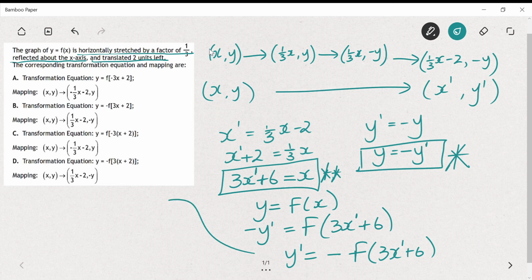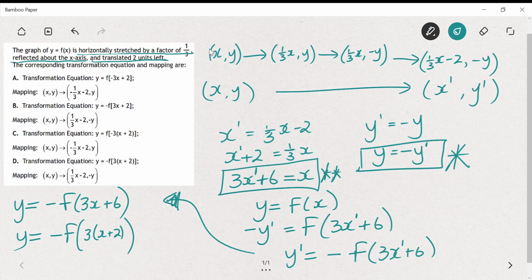So if I were to write that in its final form, I would say y equals minus f of 3x plus 6 is our transform function, but they've kept it factorised, so I'll just fix that back to match the multiple choice. It's minus f of 3x plus 2. So the one in the multiple choices that matches that is part B. It has both aspects matching.